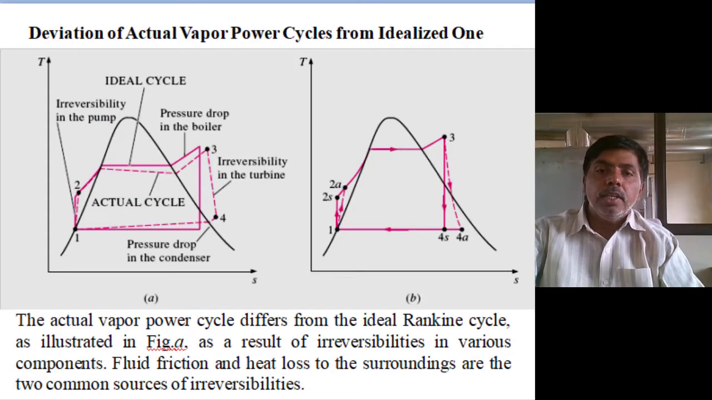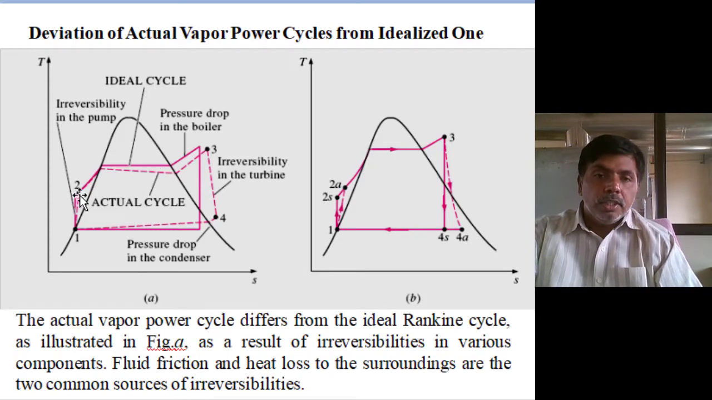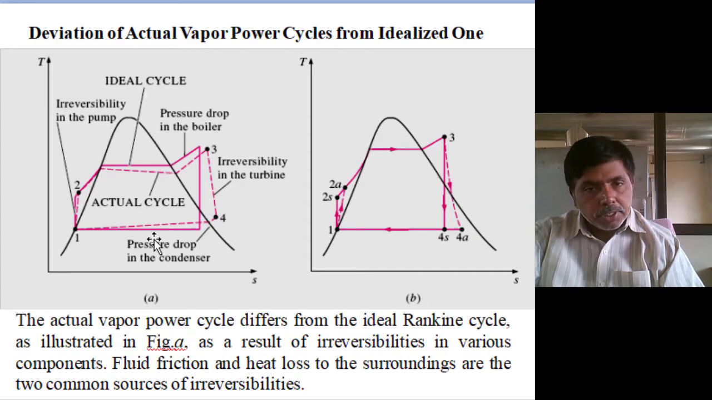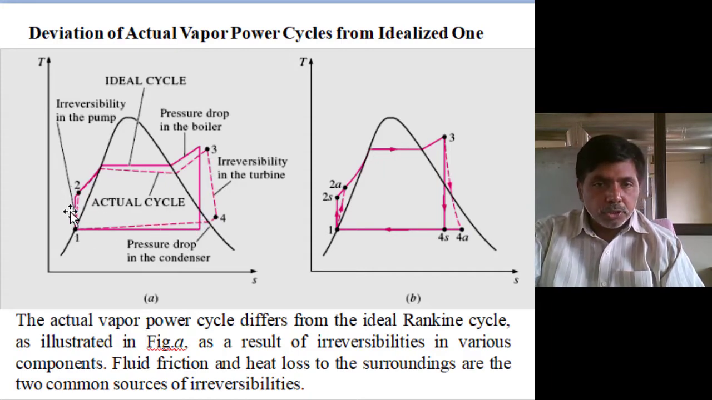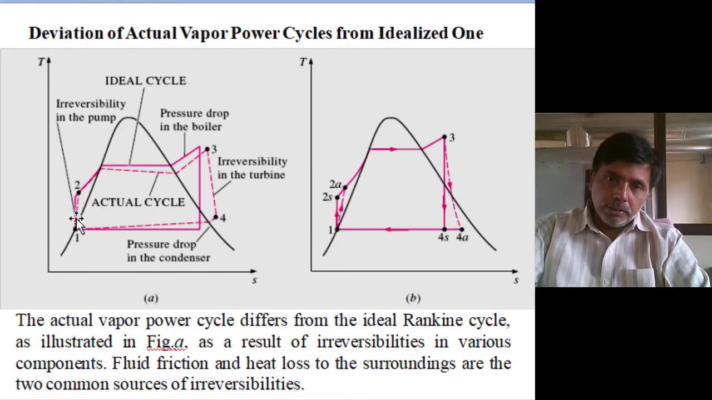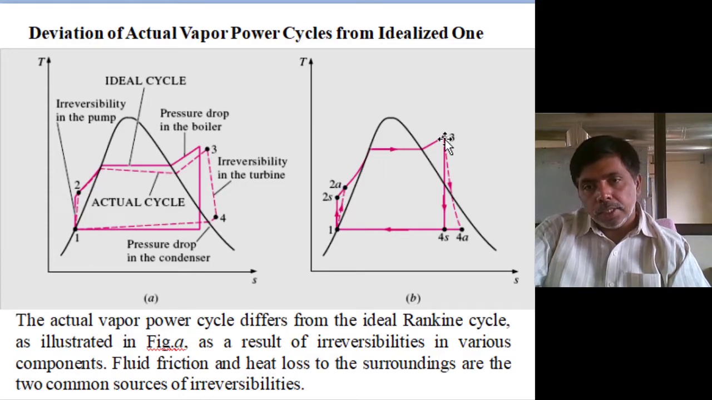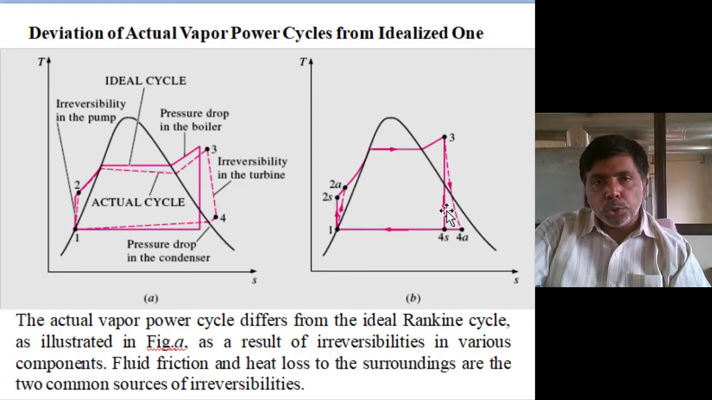You see, this is the actual curve. Some pressure variation is there and some isentropic process deviation is there. Next, some pressure drop in the condenser is there, and some isentropic deviation in the turbine, and the pump also. But in the practical case, what are we considering? We are considering only the pump losses and turbine losses for calculation of the actual efficiency of the vapor power cycle.